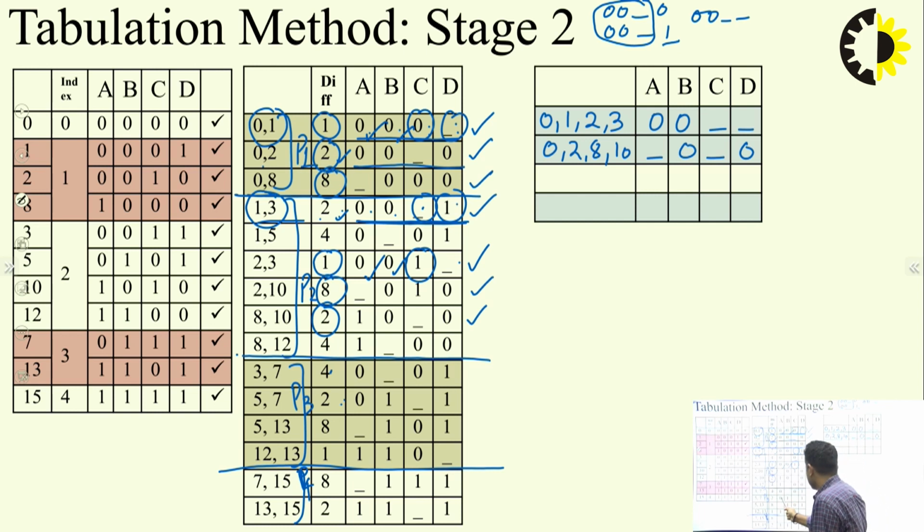1, 3, 5, 7, 0, 1, dash 1. So 0, dash, dash 1. So 0, dash, dash 1. This is 1, 3 and 5, 7. So we are already 1, 3 is ticked and 5, 7 I am taking.